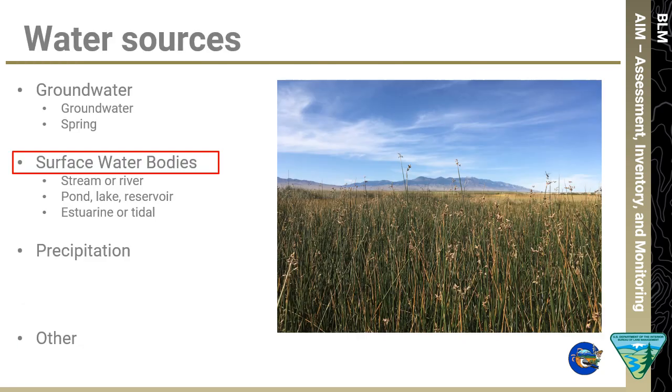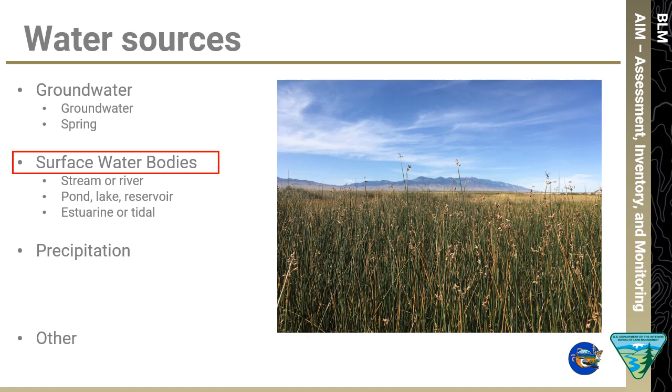The second set of water sources all fall under the surface water category. Sites dominated or influenced by these sources are adjacent to and receive water from a surface water body such as a river or stream, pond, lake, or reservoir, or the ocean.